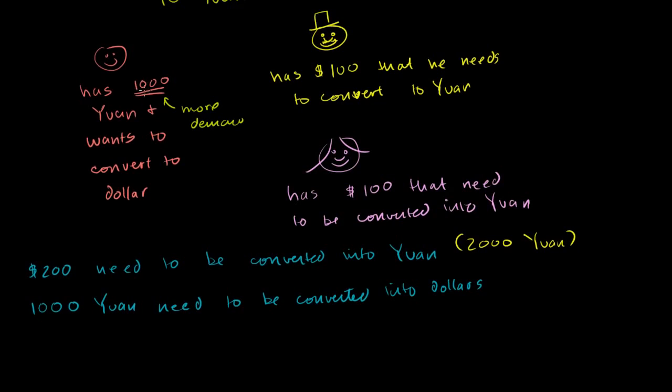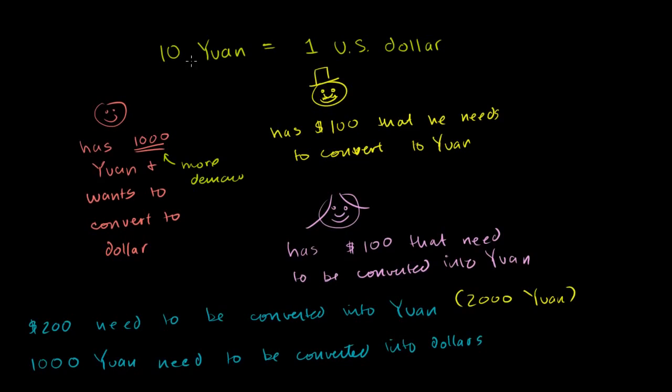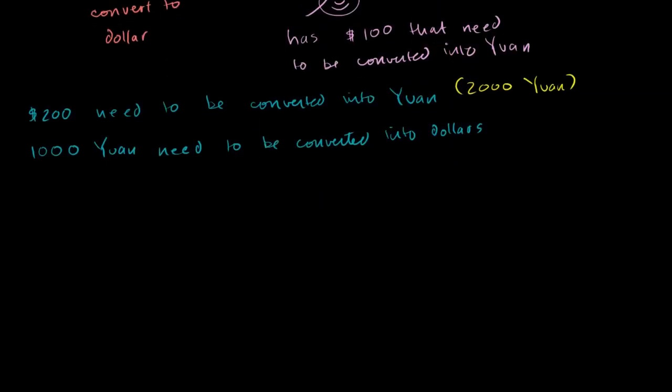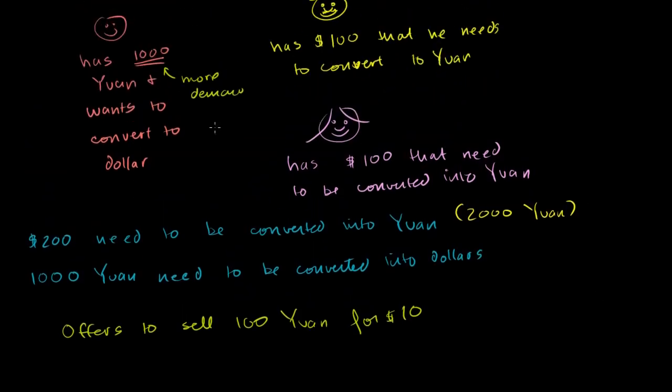So he might initially say, hey, you know what? I want to convert. He has 100 won and he wants to convert it. So he says, I'm willing to sell 100 won for $10. So he offers to sell 100 won for $10. He just thinks that's a fair offer price right over there. And that's this guy over here, this guy actually converting won into dollars.